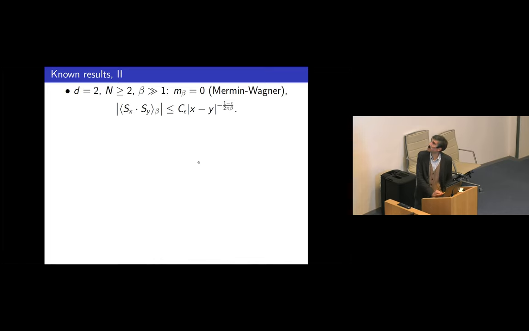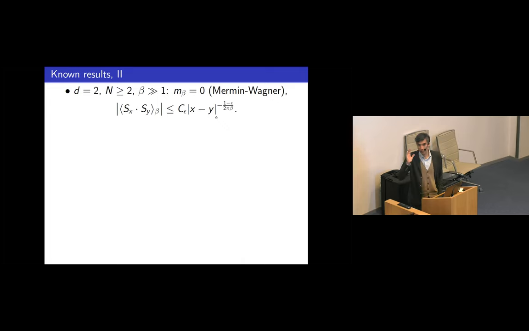What about spin systems with two or more components? Things for spins with two or more components and a rotationally symmetric interaction, as the one we considered, are qualitatively different. In two dimensions, it's well known that the so-called Mermin-Wagner theorem predicts rigorously that the spontaneous magnetization is zero, and the spin-spin correlation decays at least algebraically fast to zero.